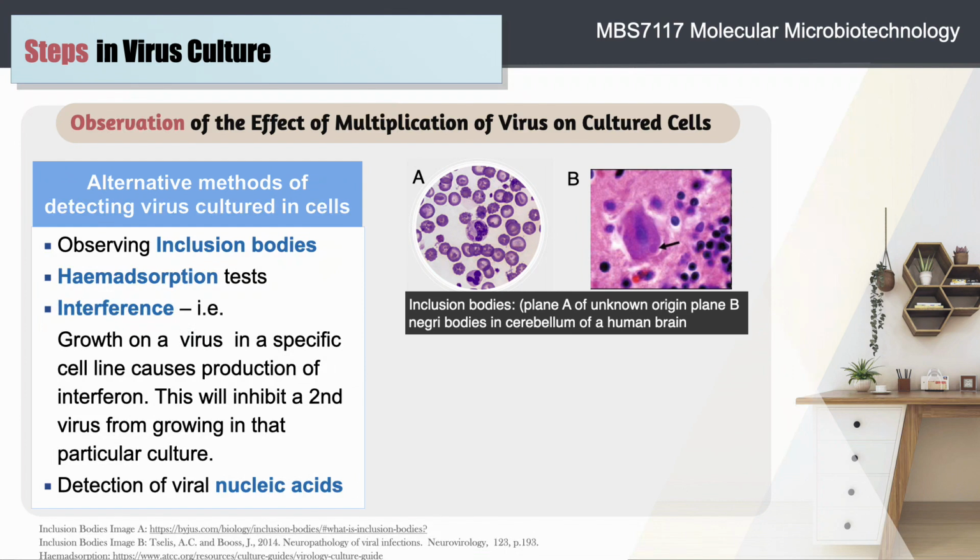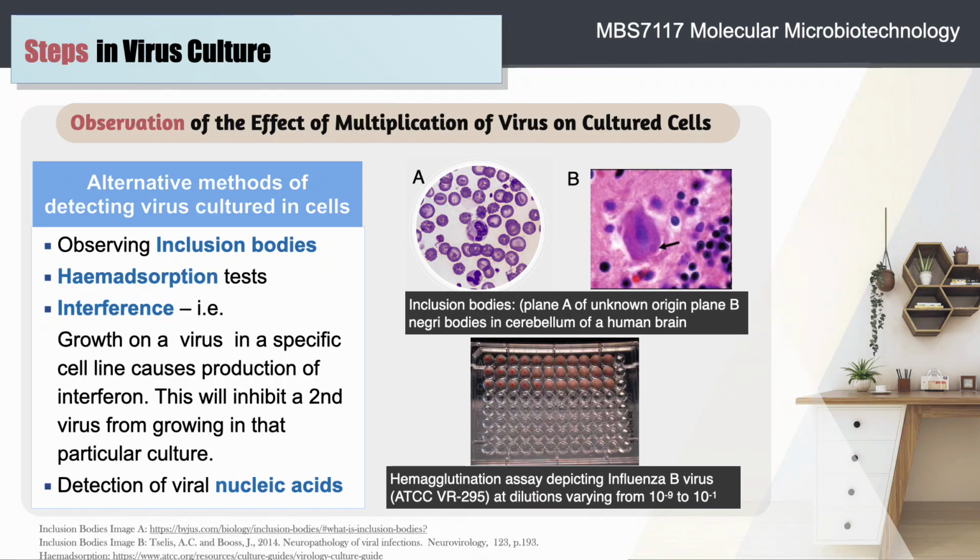We can also use heme adsorption tests to detect virus growth in cells, and it's depicted by that assay. And we can also use interference, where the growth of a specific virus in the cells will inhibit a second virus from growing in that particular culture, or we can detect nucleic acids.